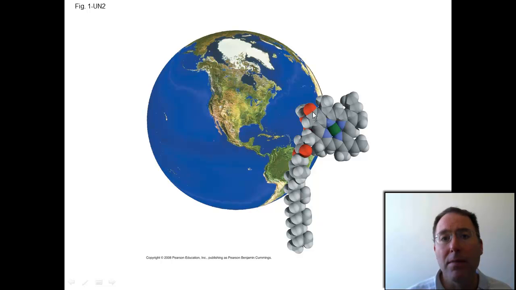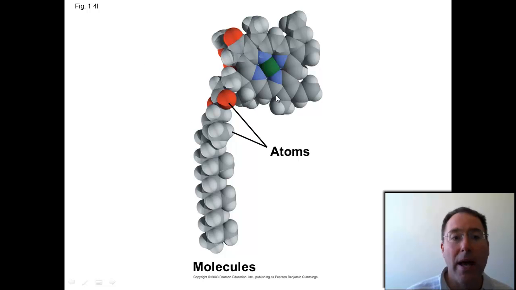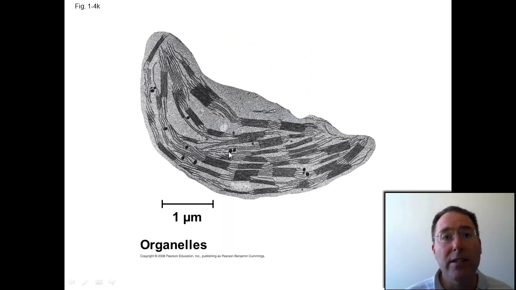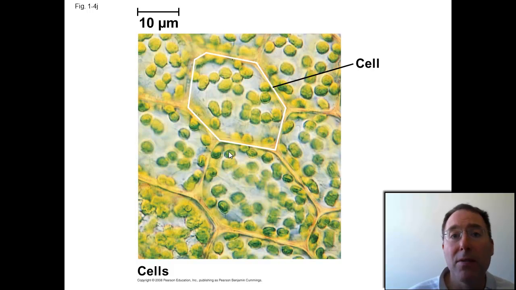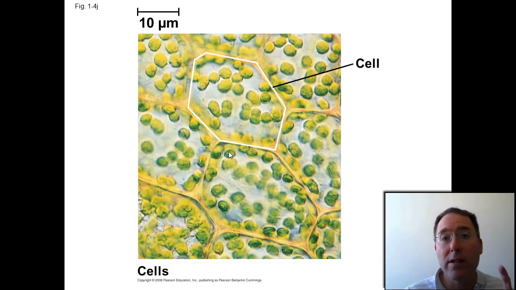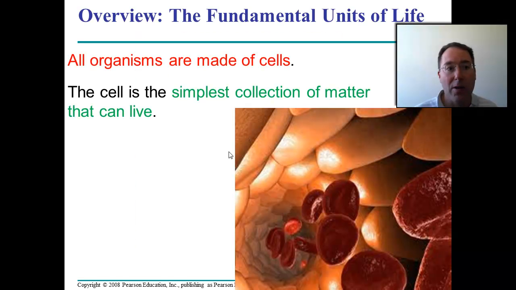Remember that all life is organized in this stepwise sequence of small to big. What we've got here is some atoms, and these atoms are part of a molecule. These things can be put together to make organelles, and these can then be put together to make what we call cells. These are the smallest units of living matter that exist on our planet.